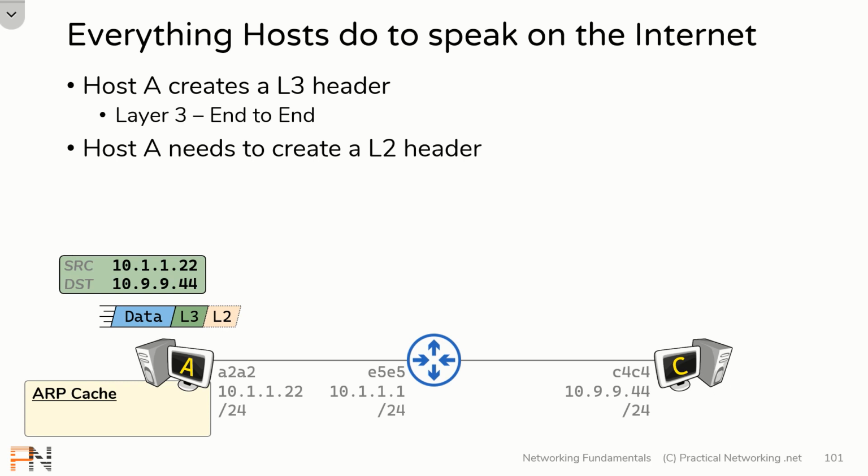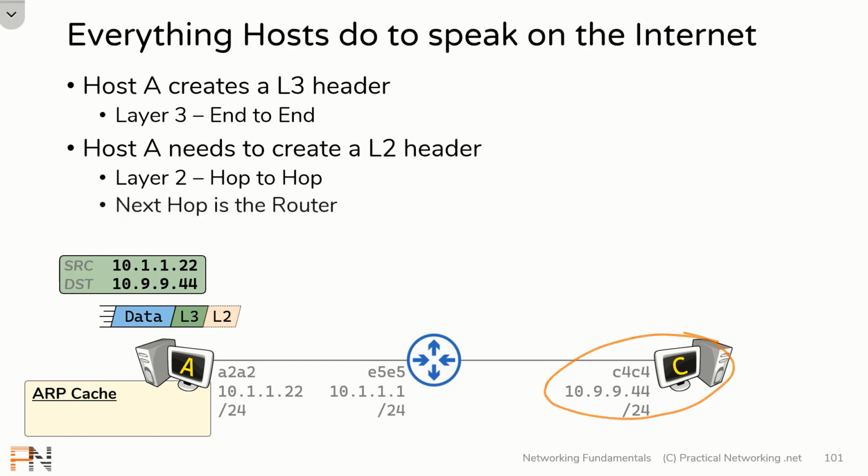Next, host A needs to create a layer 2 header. The purpose of the layer 2 header is going to be to take the packet from hop to hop. In this case, since the target we are trying to speak to is on a foreign network, our next hop is going to be the router. Meaning, the purpose of this layer 2 header is going to be to get this packet to the router. The problem is at this point in time, since host A's ARP cache is empty, host A is unable to complete the layer 2 header that'll take this packet to the router.